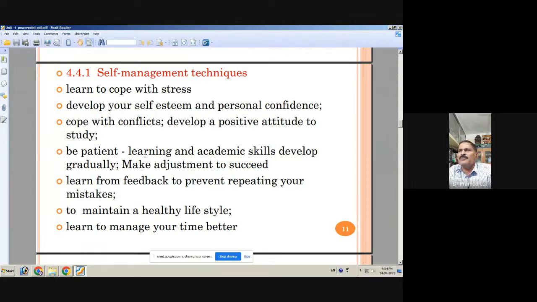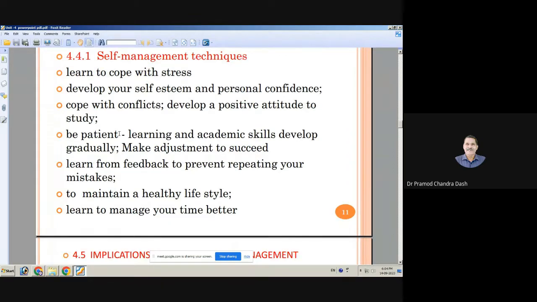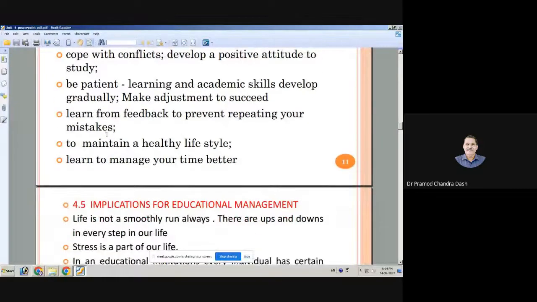Develop your self-esteem and personal confidence. Always you must develop personal confidence in yourself, so that whenever you are facing a problem, you are able to solve it. You are always trying to face the conflict and develop a positive attitude to study it. And we must have patience, that when we are developing academic skills, gradually we will have to make adjustments to succeed.